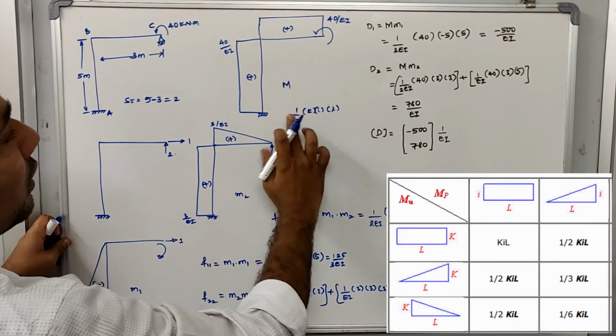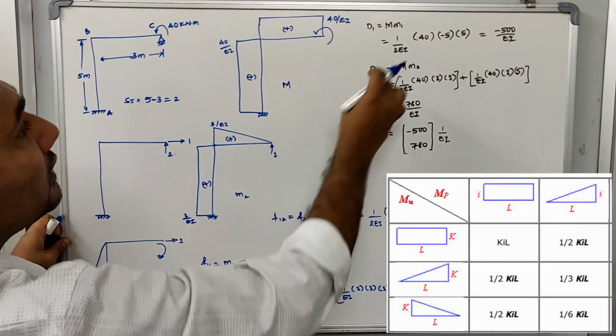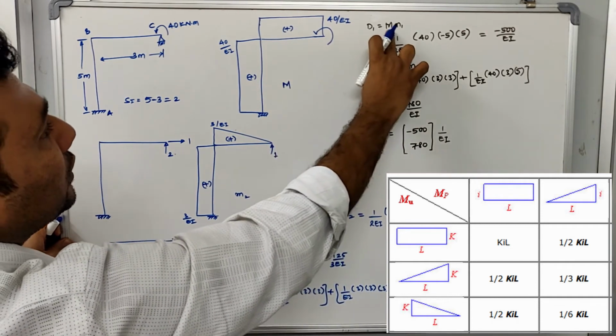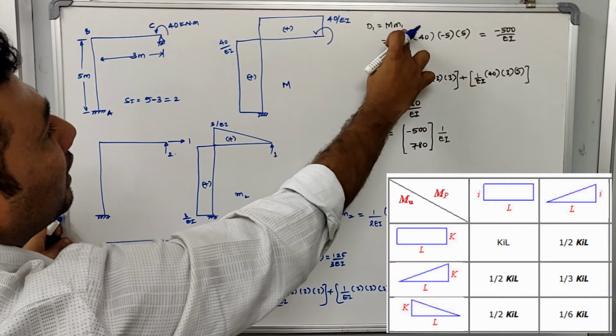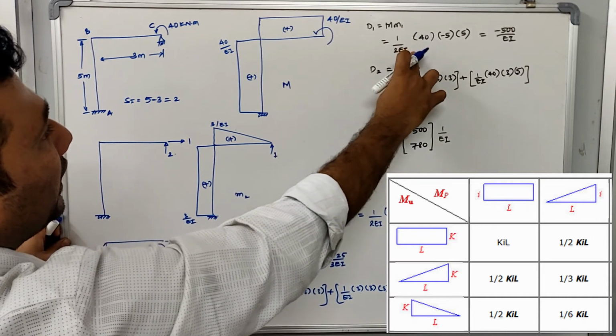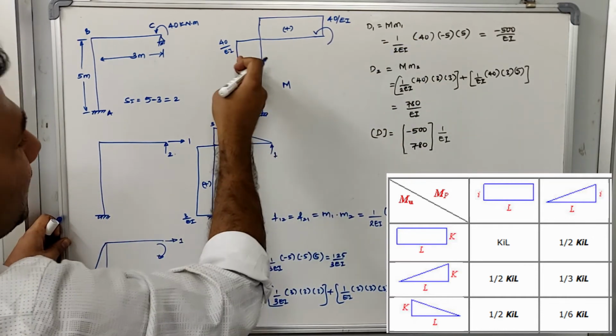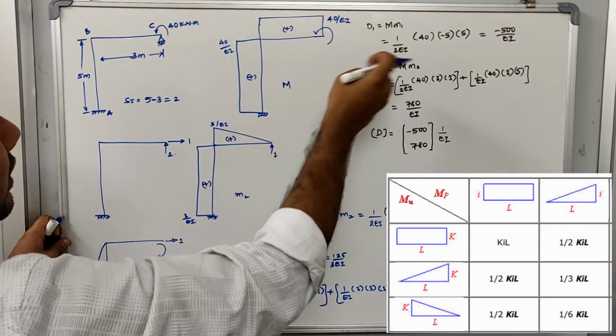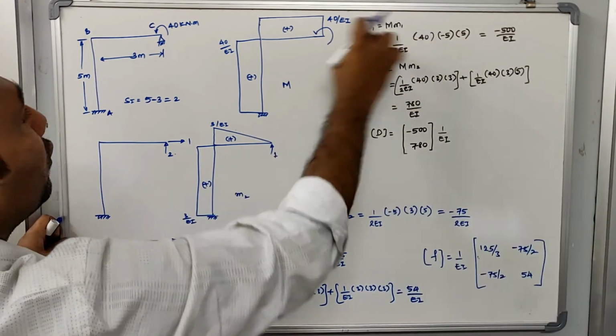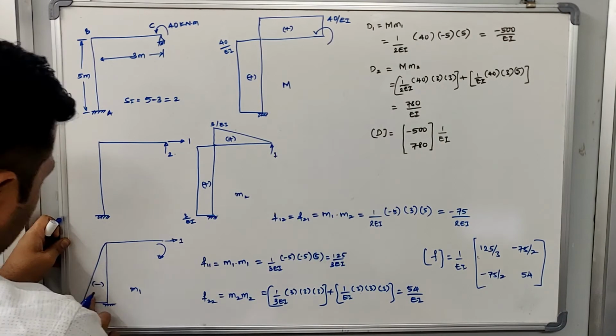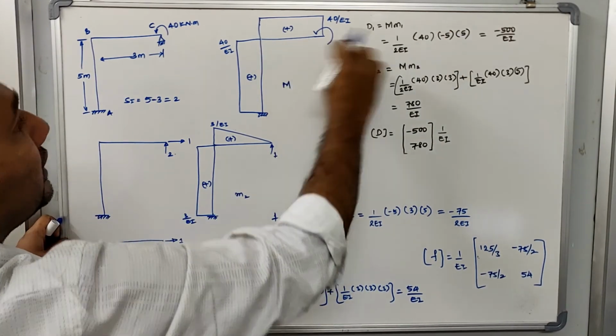You can see that here I have solved this condition. D1 equals capital M multiplied by small M1. As I have taken the EI separately and commonly, it will become 1 by 2 EI into 40 multiplied by minus 5 multiplied by the length, which is 5.